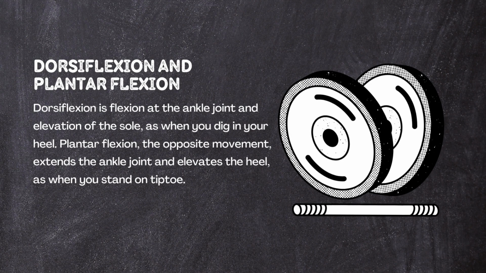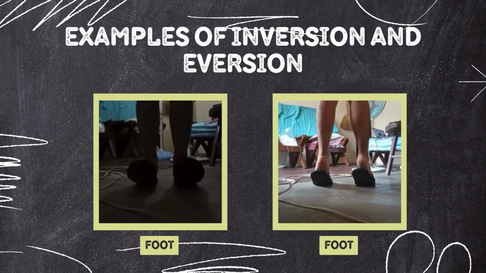Dorsiflexion is a flexion at the ankle joint and elevation of the sole, as when you dig in your heel. Plantar flexion is the opposite movement, which extends the ankle joint and elevates the heel, as when you stand on tiptoe. Here are the examples.